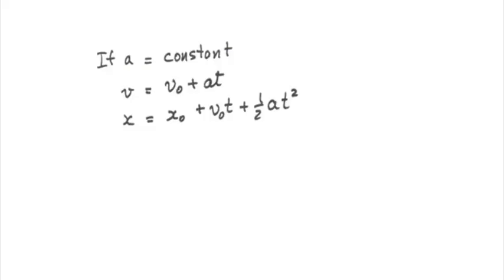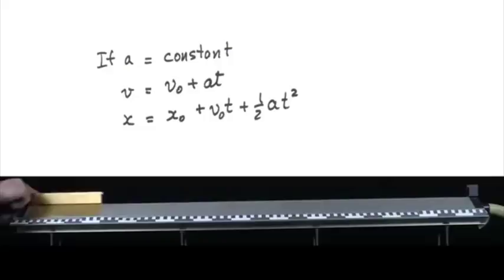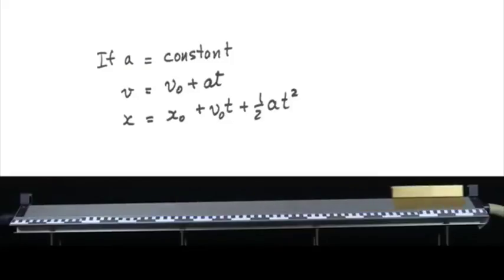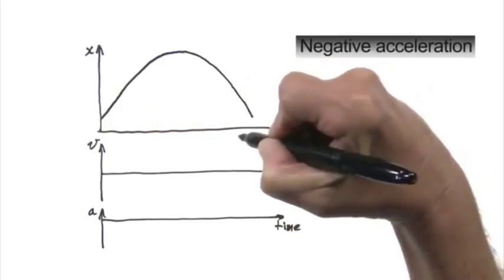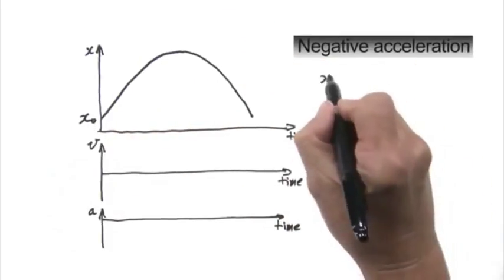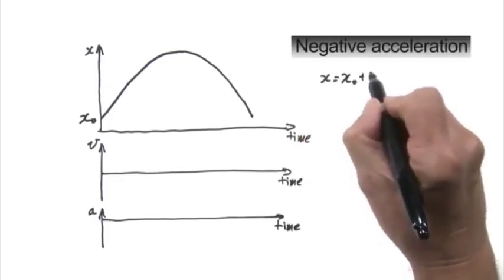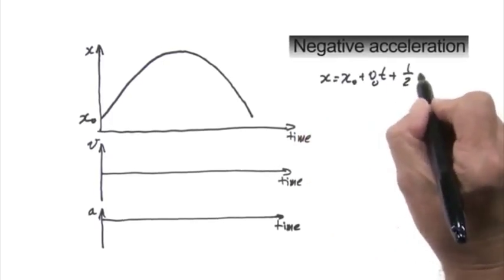Now let's apply these same equations to this situation. The slider starts off with positive velocity in the x direction, but it slows down and then reverses. Travelling to the right, v is positive, but it's getting smaller. It is decelerating. The slider has negative acceleration. Let's graph these equations. The x value starts at x0 and gets larger, but the rate of increase in x slows to 0 when x gets to its maximum. Then x decreases with time.